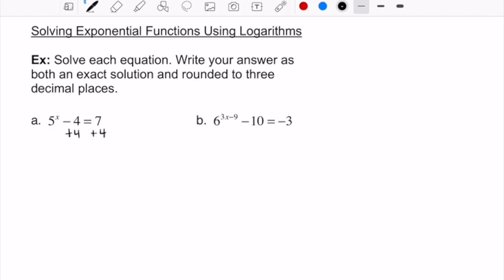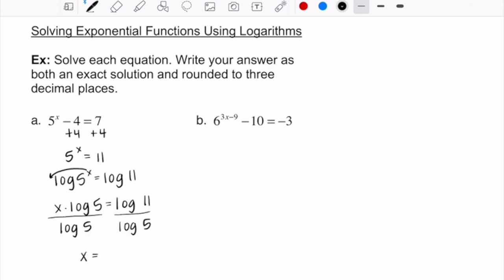So here I'll begin by adding the 4 to both sides. I'll get 5 to the x exponent equals 11, and to get the x out of the exponent, I'm going to take the log of both sides. So I'll get log of 5 to the x equals log of 11. The x that's up in the exponent can now come out front, and then the final step I need to take to isolate the x is I'll divide both sides by log 5.